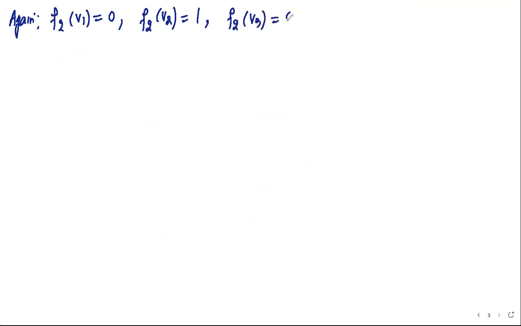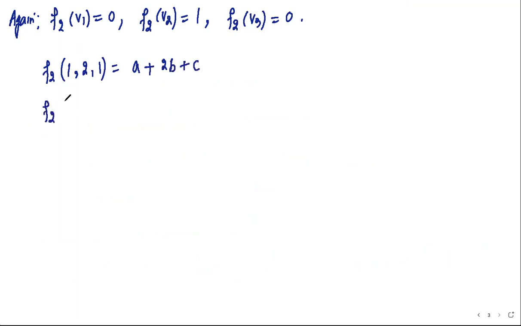Now again, by definition, we have f2 of v1, which will be 0. f2 of v2 is equal to 1. And f2 of v3 is also equal to 0. Now f2 of v1 means f2 of (1, 2, 1). Now again, f2 has the form ax plus by plus cz. So this is a plus 2b plus c.